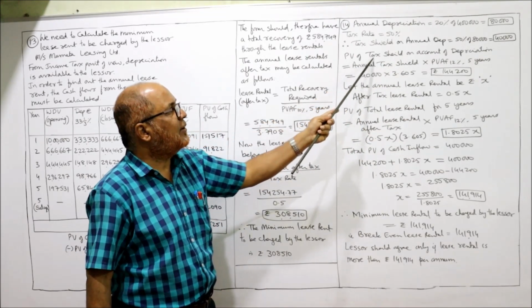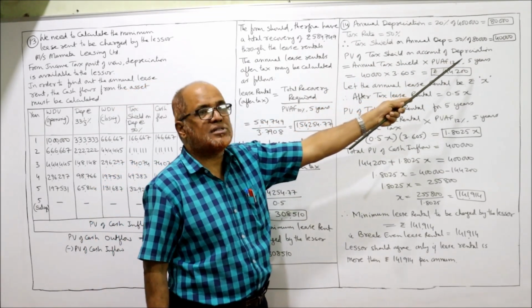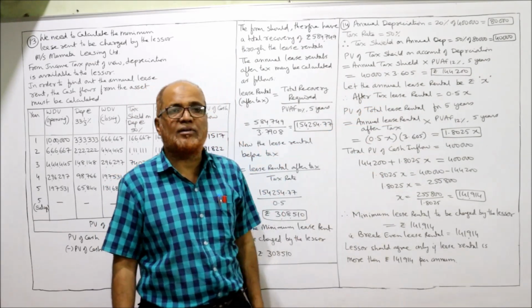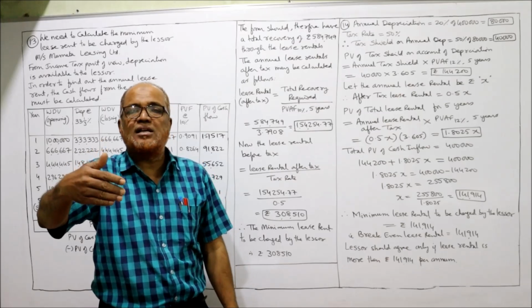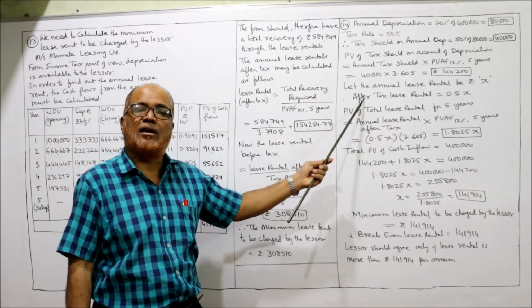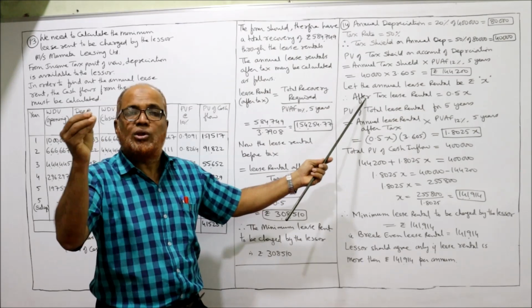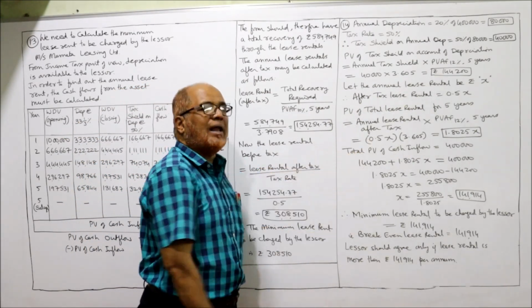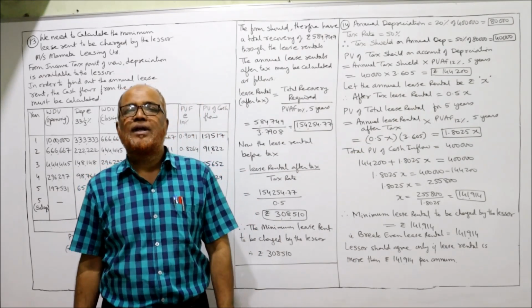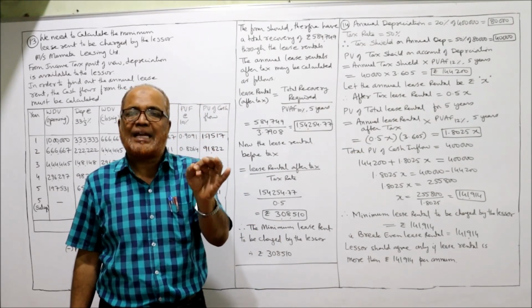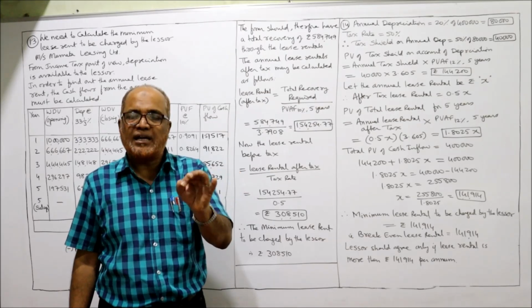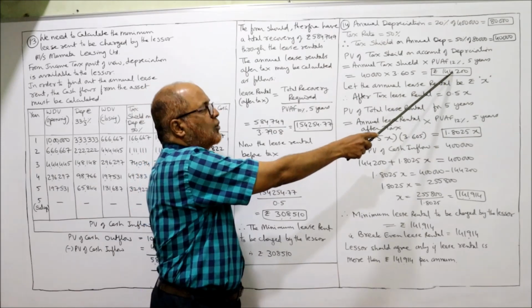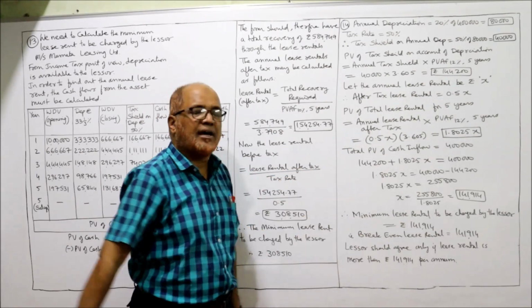The present value of tax shield on depreciation is the annual tax shield into the PV of annuity factor at 12% for 5 years. Every year the lessor is going to get the benefit of 40,000, for 5 years. So the present value is 40,000 into 3.605, which is 1,44,200. This is the present value of tax shield for 5 years.